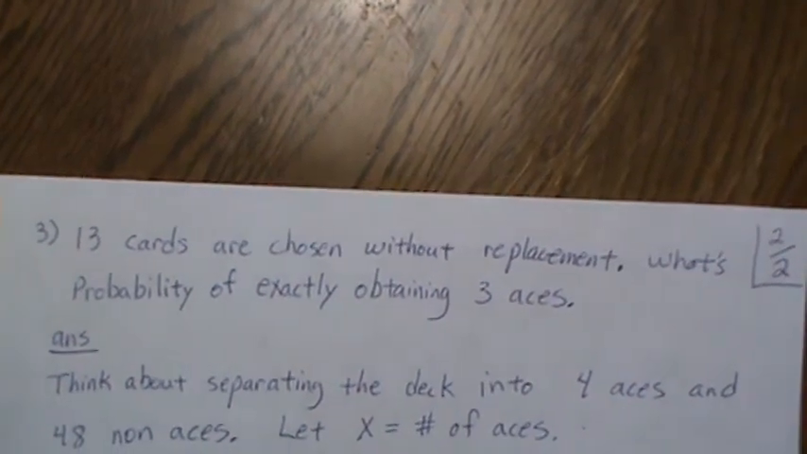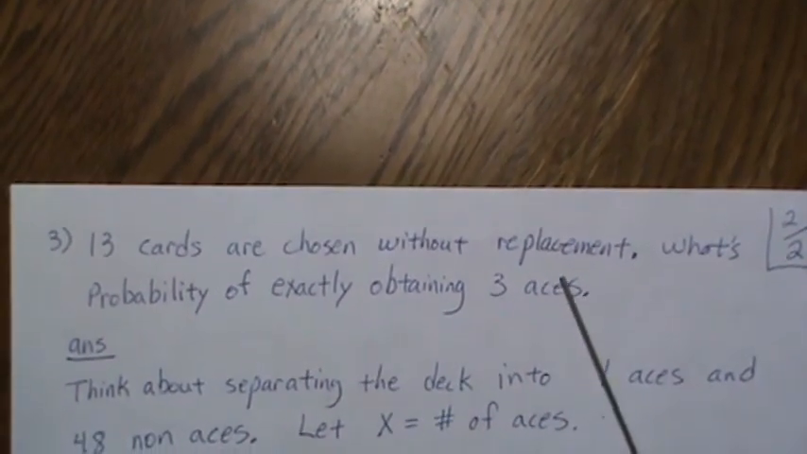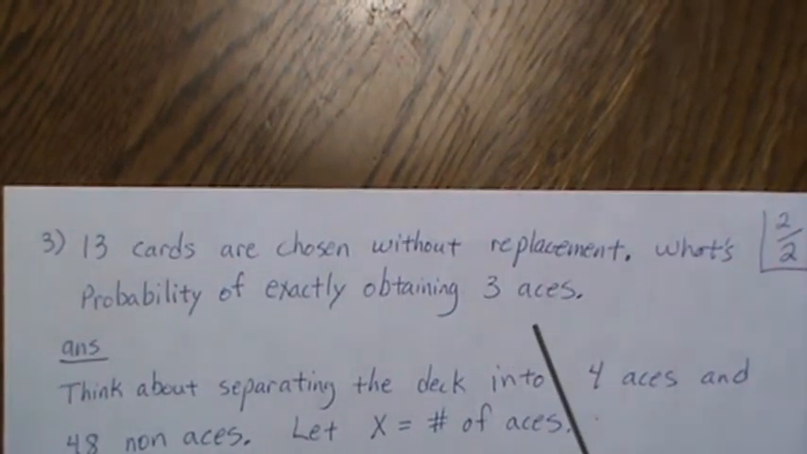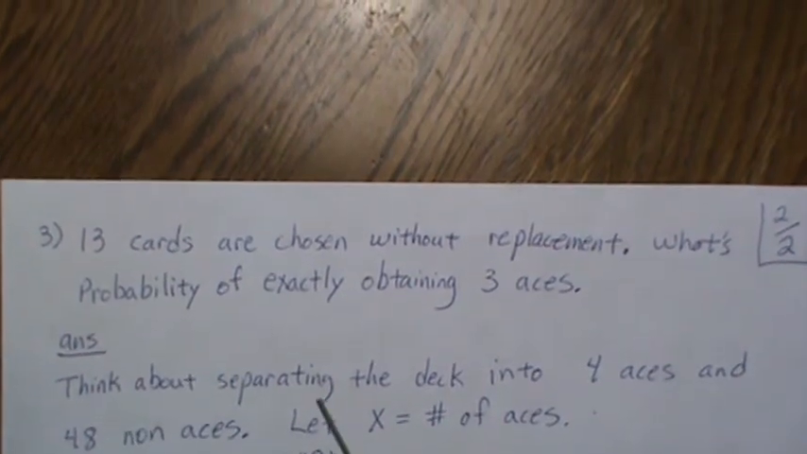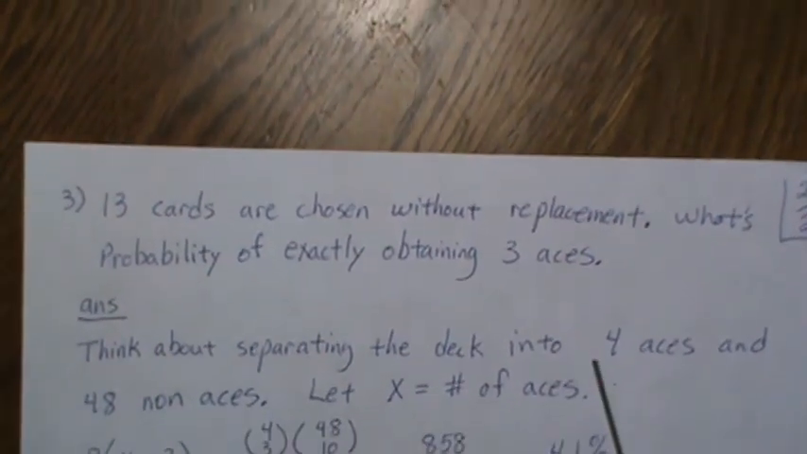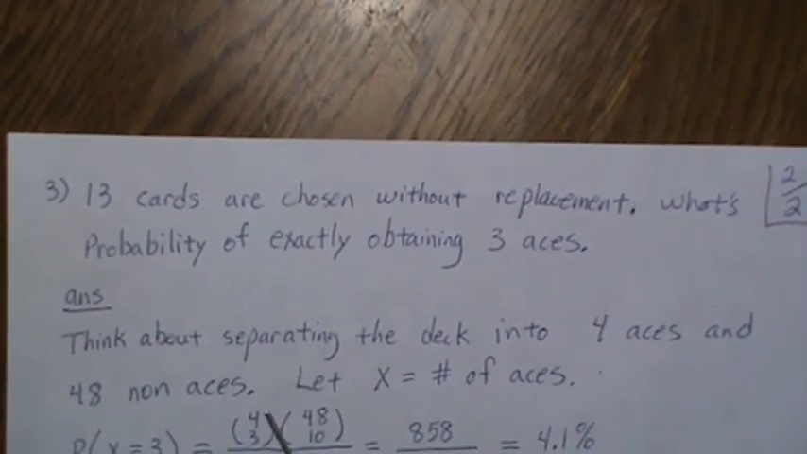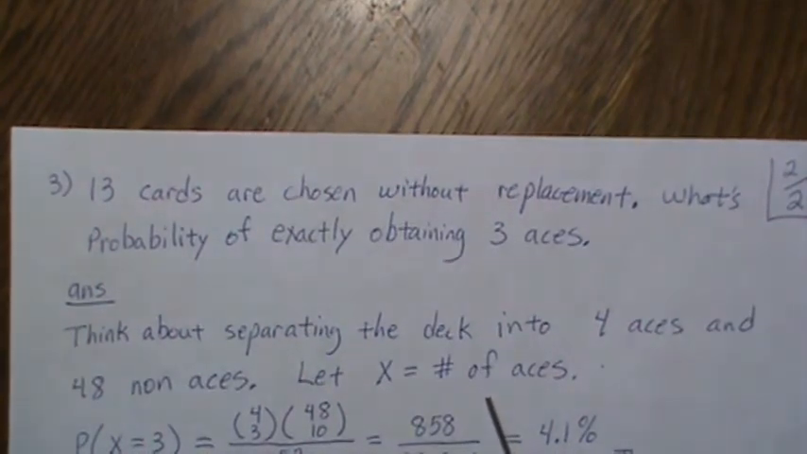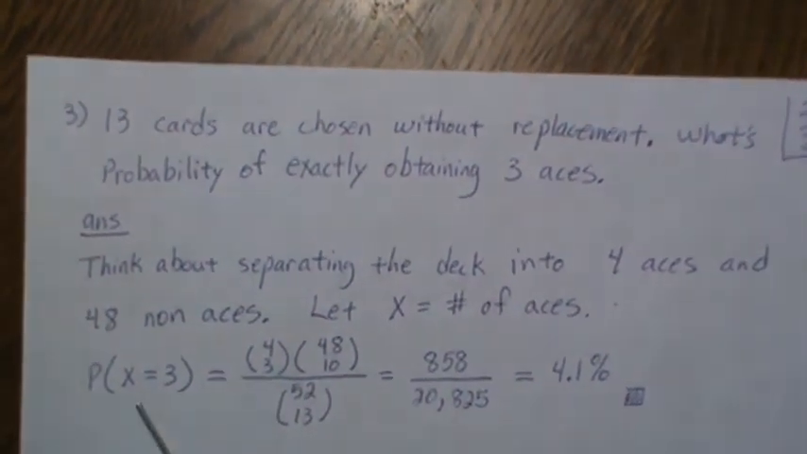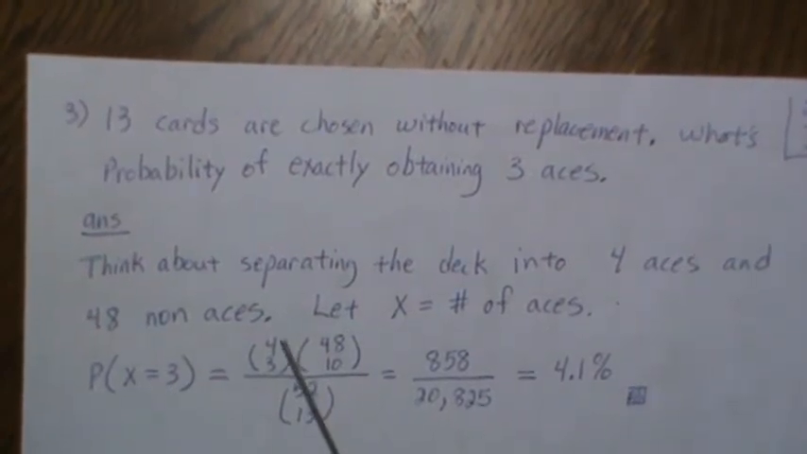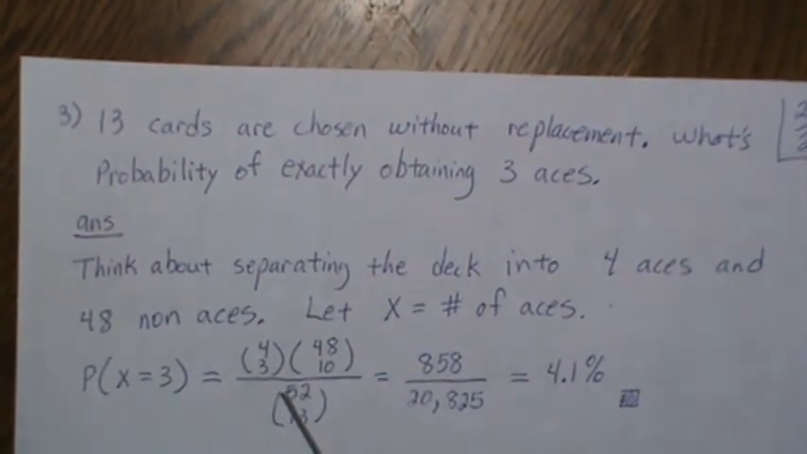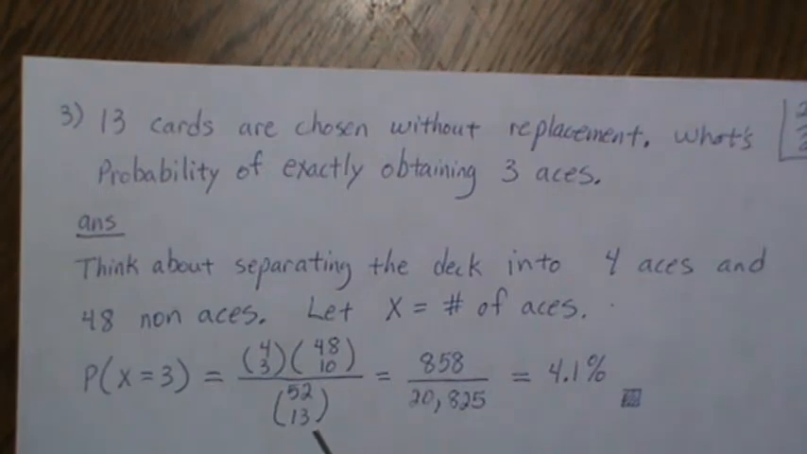Problem number 3. 13 cards are chosen without replacement. What's the probability of exactly obtaining 3 aces? So think about this as separating the deck into 4 aces and 48 non-aces. And if we let X equal the number of aces, then this becomes the classic hypergeometric problem. So the probability that X equals 3 is of the 4 aces, choose 3. Of the 48 non-aces, choose 10. And there's the total number of ways to draw 13 cards, 52 choose 13. And then this is the probability.